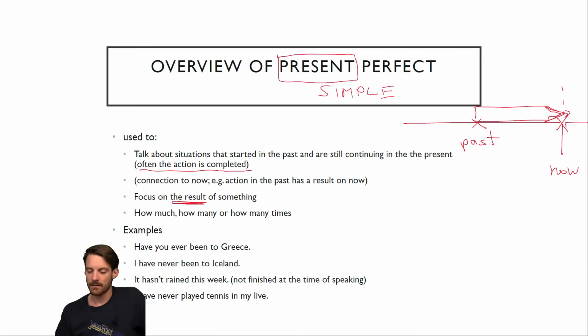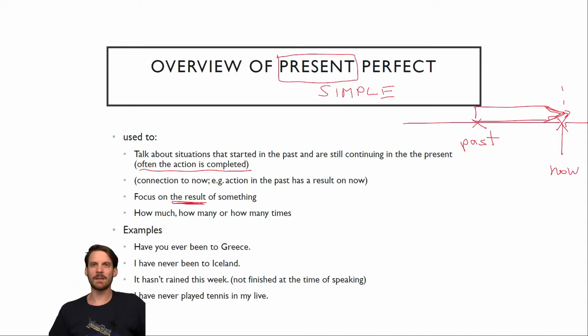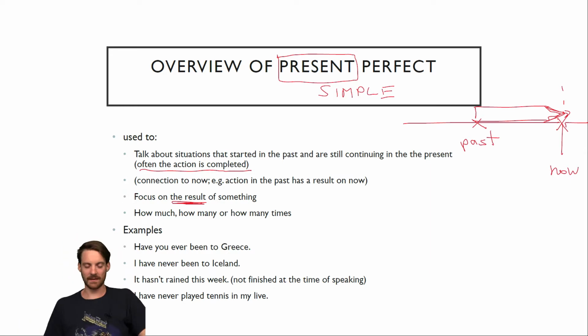It started in the past and ended in the present. It has an effect in the present situation where we are now. And normally we can use it with how much, how many times we have done something, or how many books we've read, or how many times we've visited Rome. Yeah, as with those example sentences.